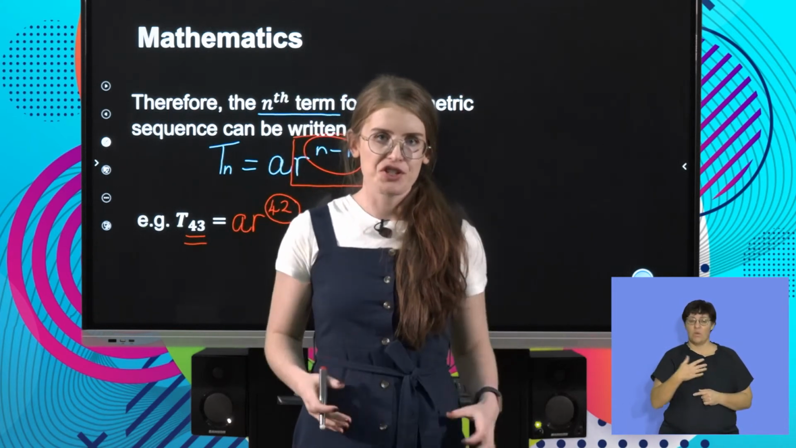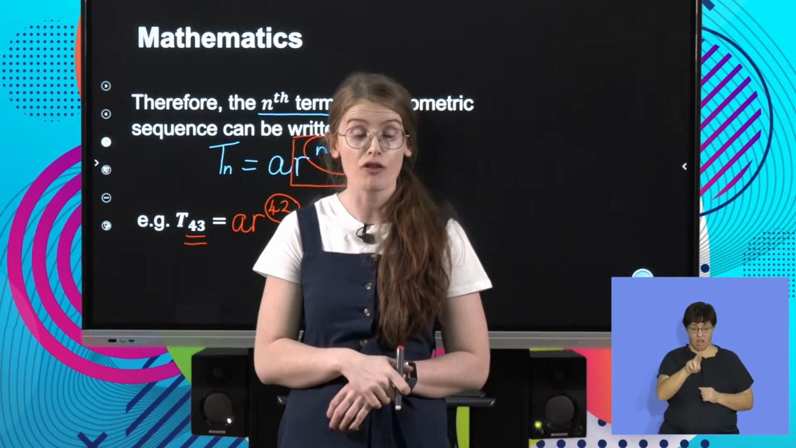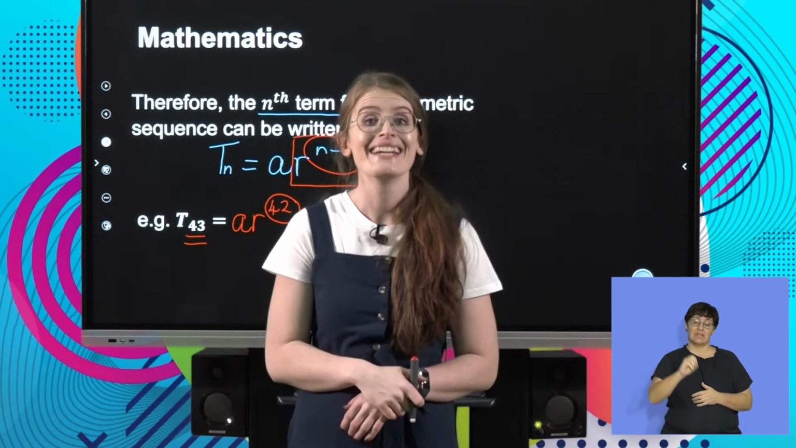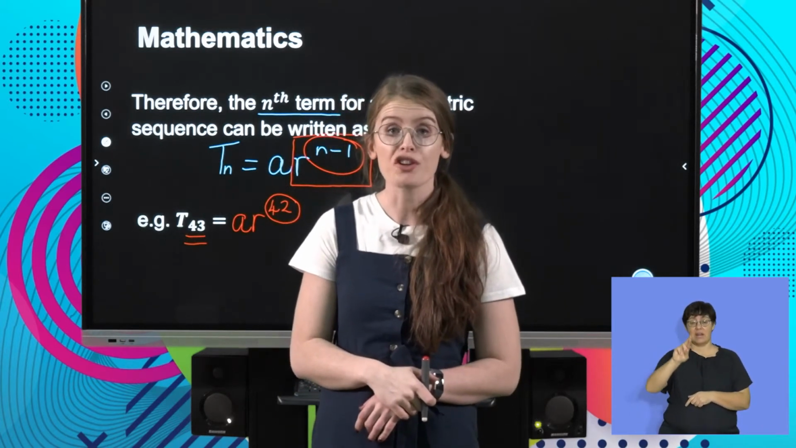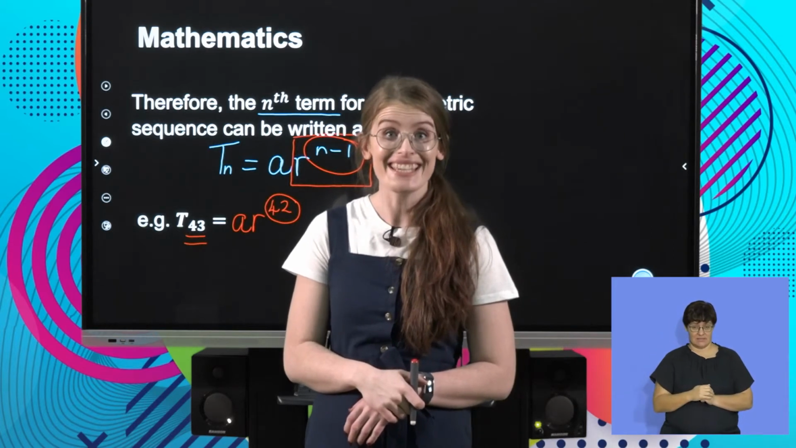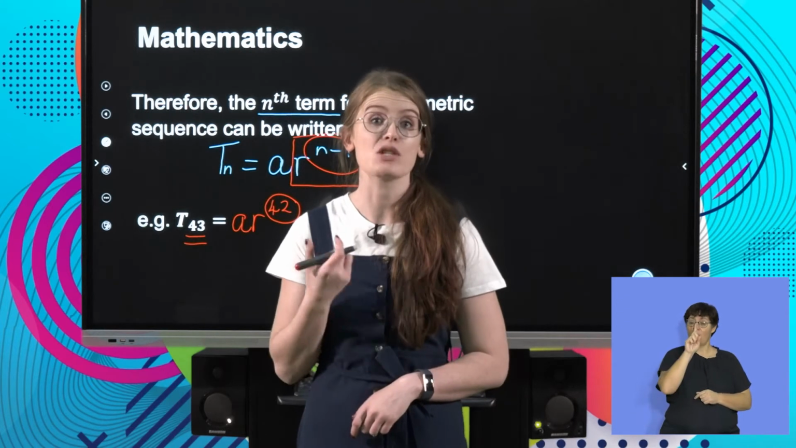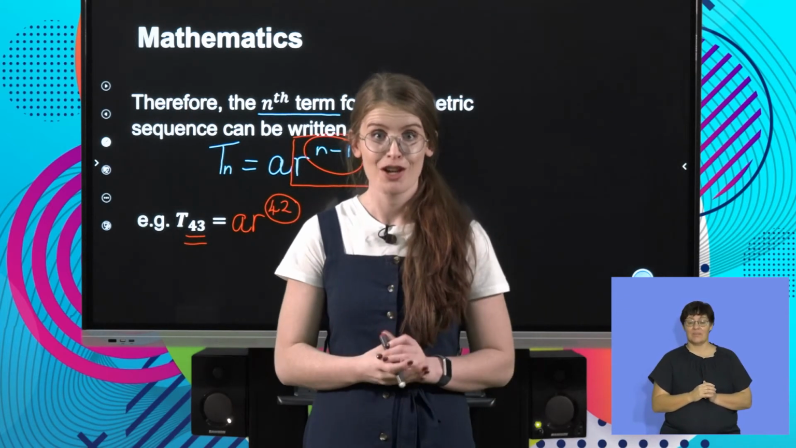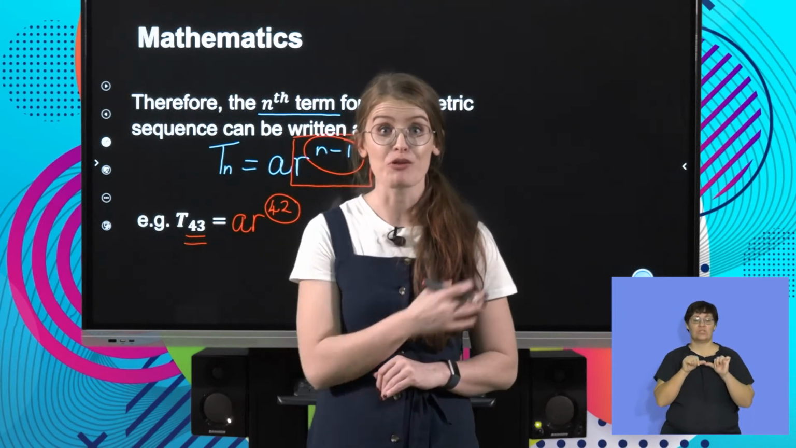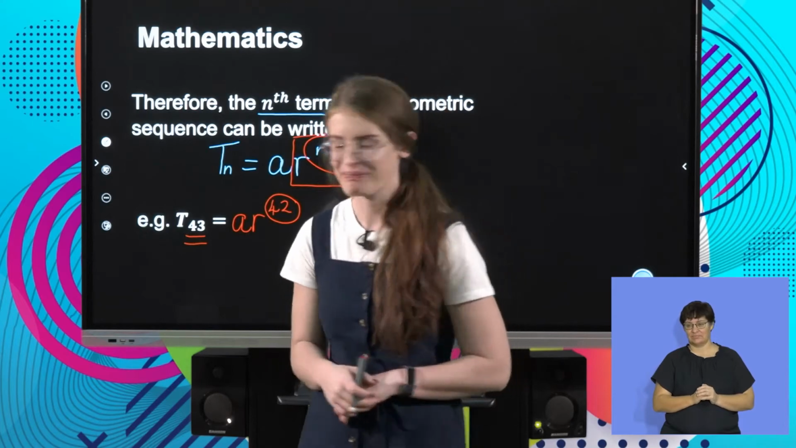If I wanted to write term 100 in terms of A and R for a geometric sequence, T100 would be equal to A R to the power of 99. Why 99? Because 99 is 1 less than the actual term number. So please keep that in mind as we move on to our next few examples. Let's have a look at the next slide.